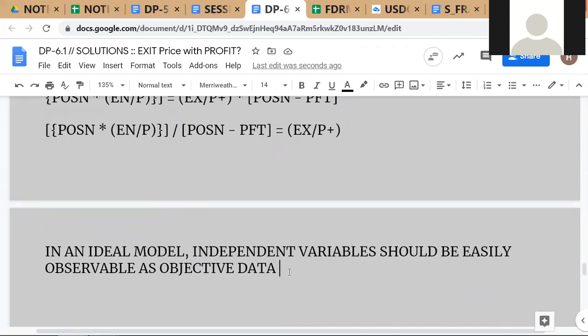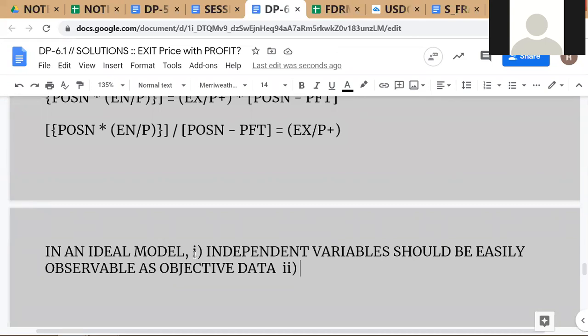let me add that here also, although we have not discussed too much about it. Plus, in an ideal model, since I don't know when we'll have the discussion once again, and these are so important, let me give you that input right now. Independent variables should be easily observable as objective data. You understood what I mean by that? So snowfall in Shimla 7 days ago is an example of objective observable data.